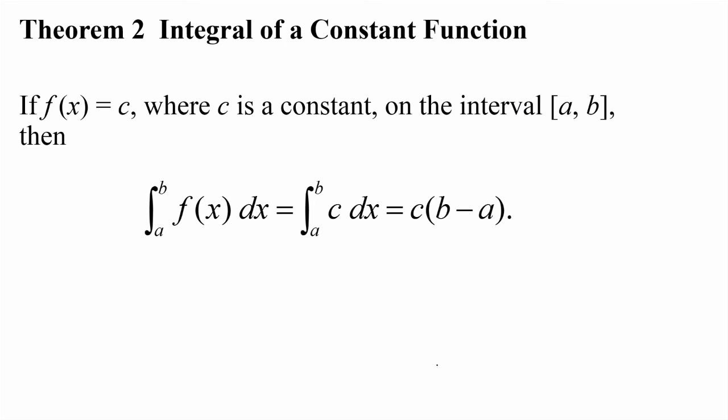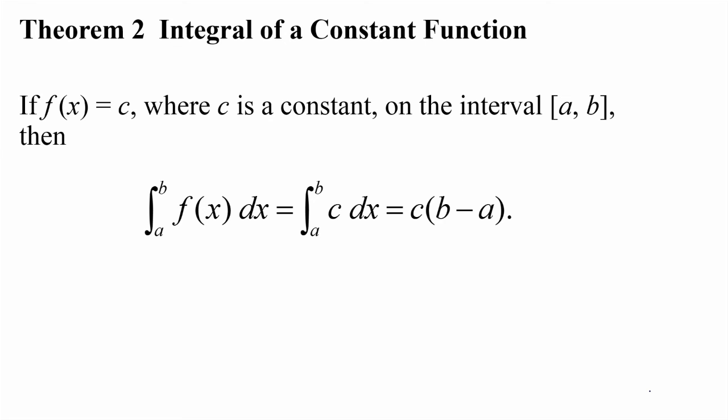Theorem 2. Integral of a constant function. If f of x equals c, where c is a constant, on the closed interval from a to b, then the definite integral from a to b of f of x dx is equal to the definite integral from a to b of c dx, which is equal to c times the quantity b minus a.